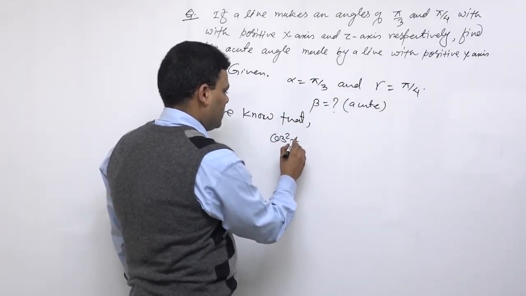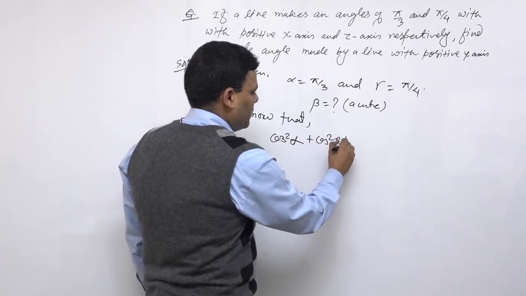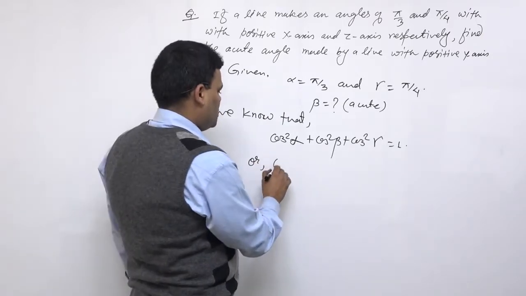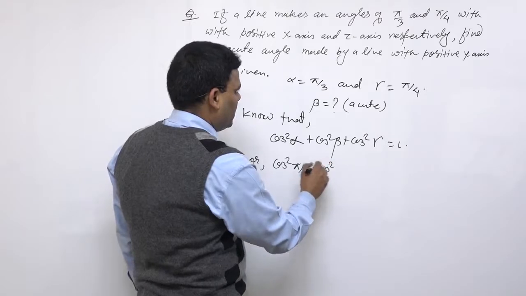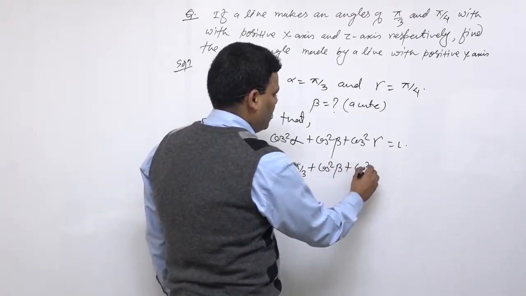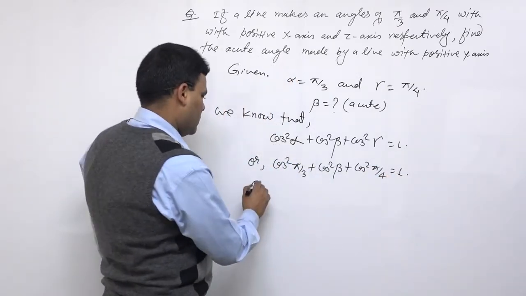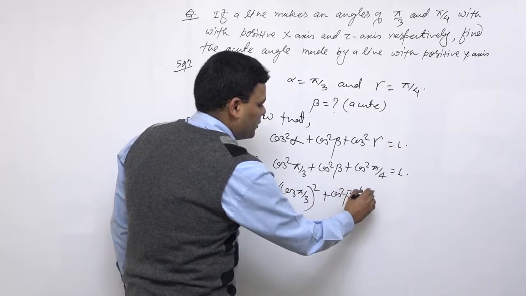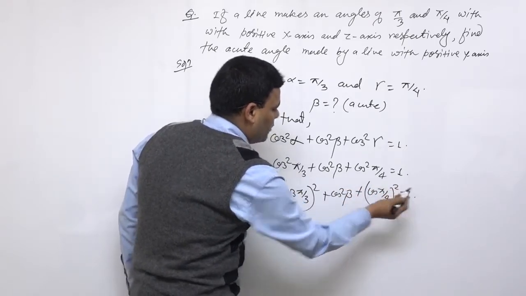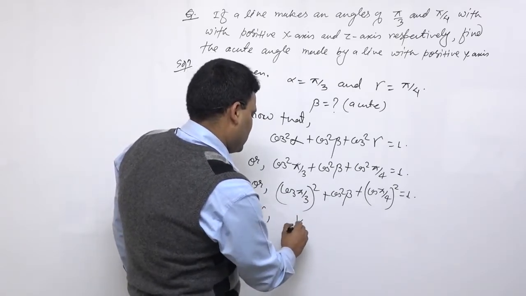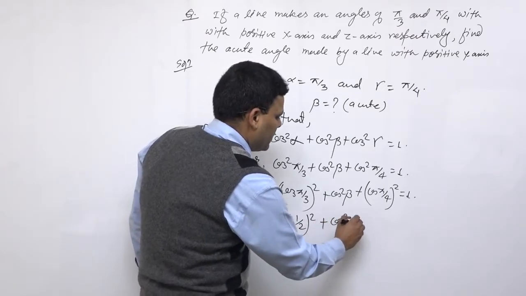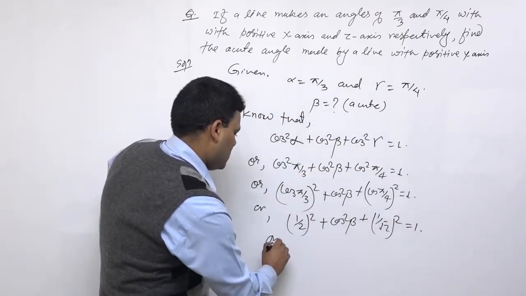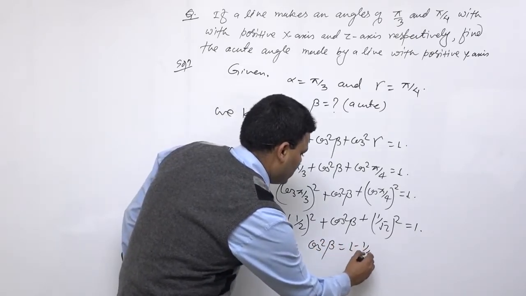cos square alpha plus cos square beta plus cos square gamma equals to 1, or cos square pi by 3 plus cos square beta plus cos square pi by 4 equals to 1, or cos pi by 3 को whole square plus cos square beta plus cos pi by 4 whole square equals to 1. Cos pi by 3 भनेको cos 60 degree which is equals to 1 by 2 को whole square plus cos square beta plus 1 by root 2 को whole square equals to 1, or cos square beta equals to 1 minus 1 by 4 minus 1 by 2.